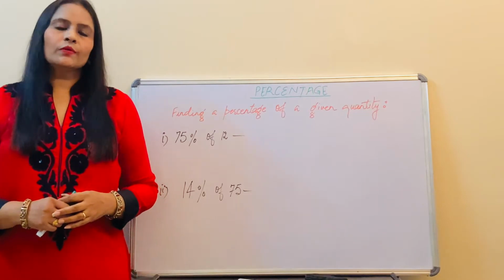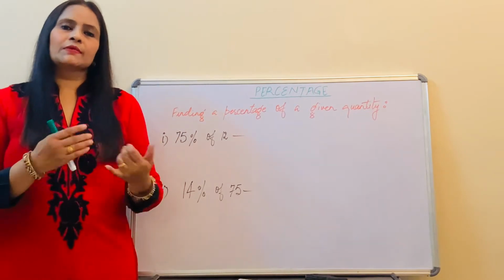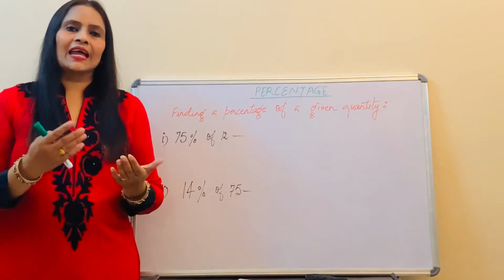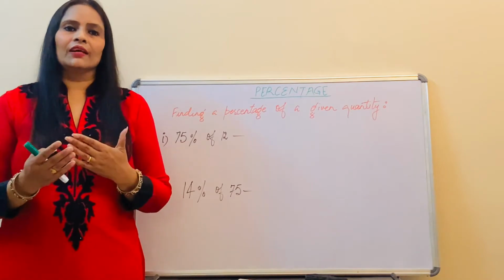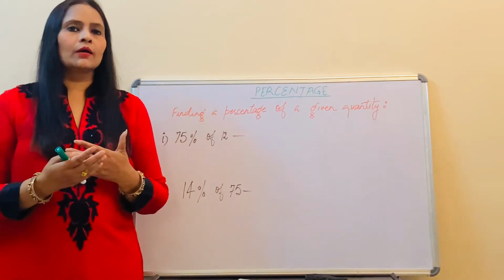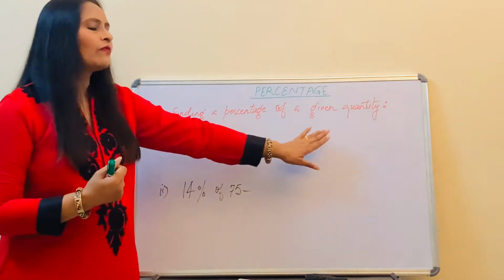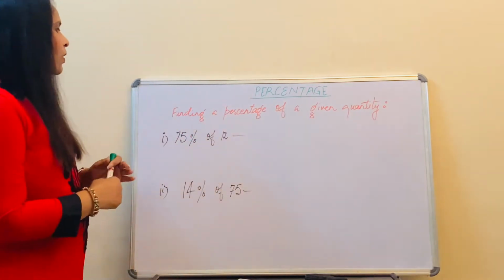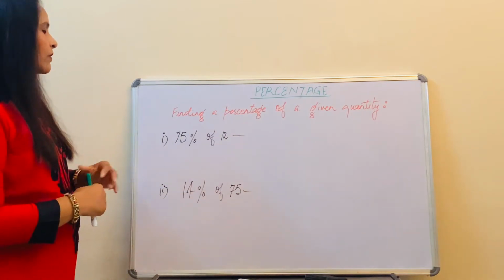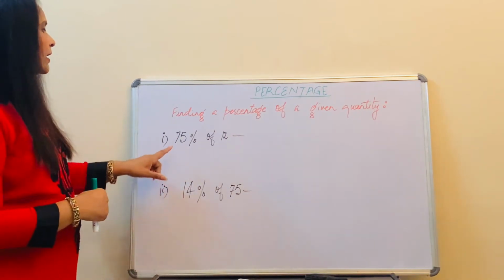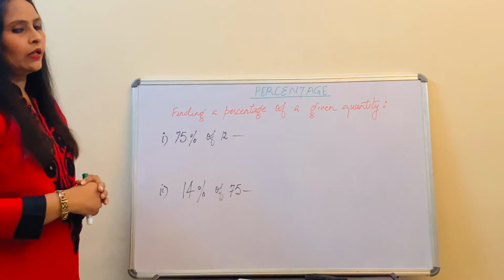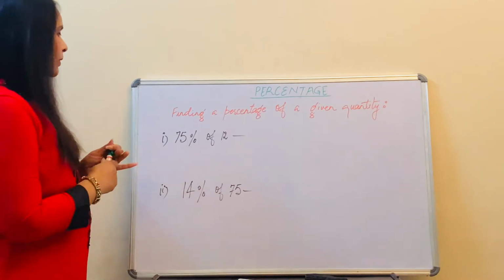In my previous video, I told you how percentages, decimals and fractions are interconvertible. Now, continuing with my topic, I am going to find a percentage of a given quantity. So how can we find a percentage of a given quantity? For example, 75% of 12. How will you calculate it?